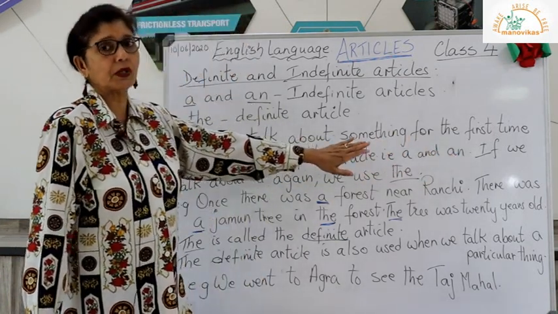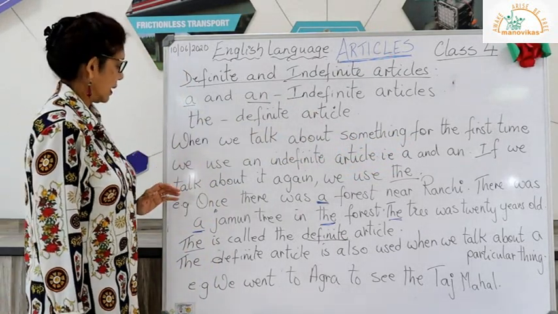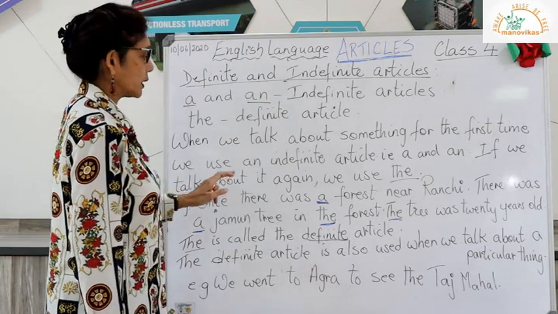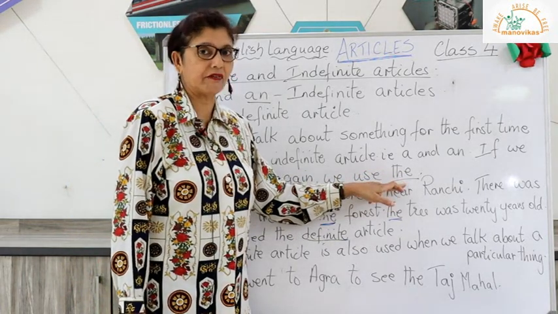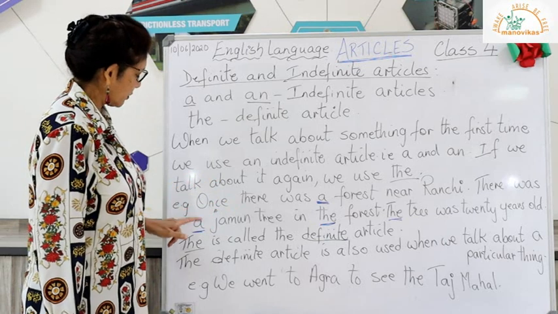So when we talk about something for the first time, we use a or an. And if we talk about it again, we use the. So this is a definite article. We'll see that in an example. Now I'll read this first.